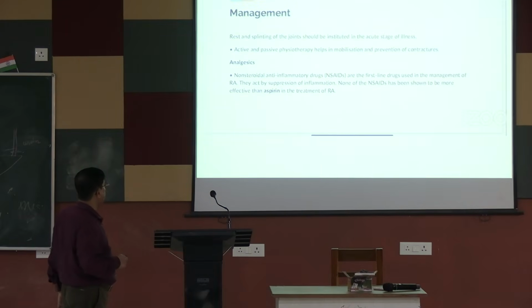Now come to the management. What management can you do for rheumatoid arthritis? Rest and splinting of the joint is important in the acute phase. Active and passive physiotherapy, analgesics, non-steroidal anti-inflammatory drugs: aspirin, ibuprofen, diclofenac, naproxen. All these are NSAIDs, non-steroidal anti-inflammatory drugs. Steroids are also anti-inflammatory drugs, but these are NSAIDs, non-steroidal. You can use them in the acute stage.